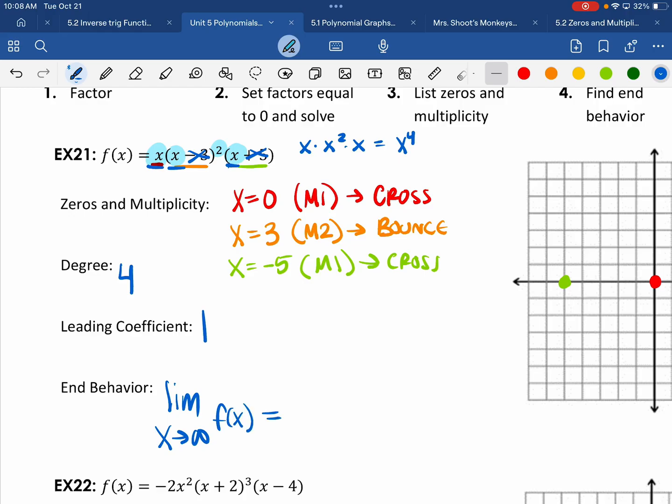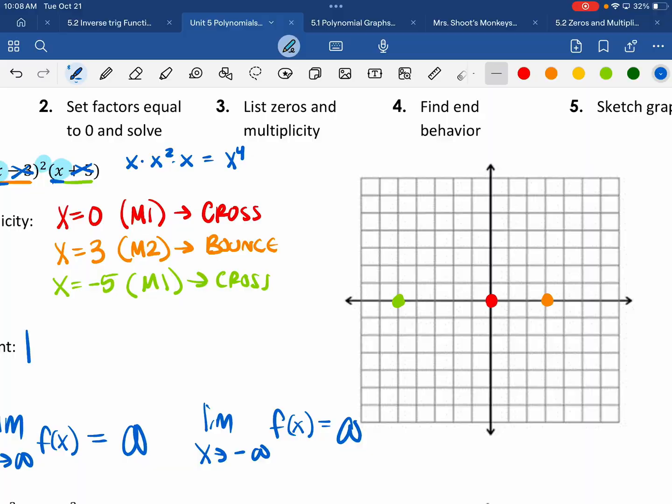All right, and so then for your end behavior, the limit as x approaches infinity of f of x, what would the right side be doing? Go up. And what would the left side be doing? Down. Oh wait, it's even, so up. Also up, yep. So positive leading coefficient, right side's going up. Even degree, they're going to be the same.